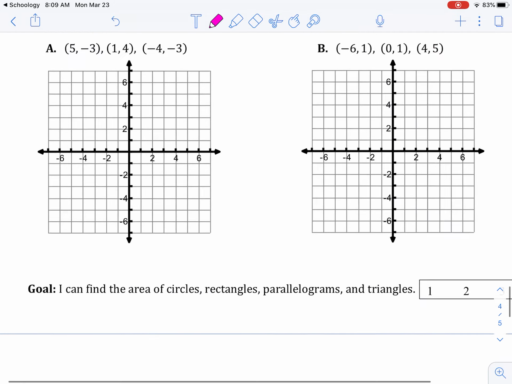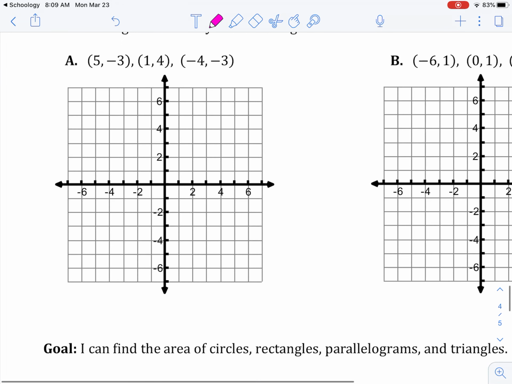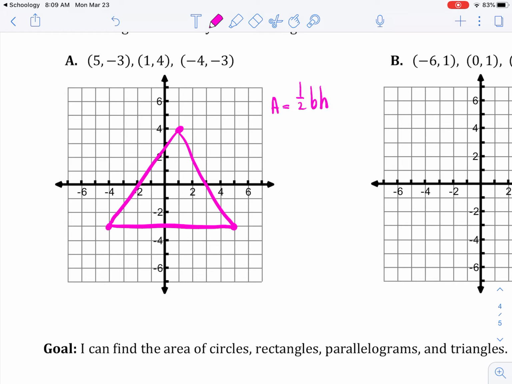All right, last 2 are on our graph paper here. So go ahead and pause the video and graph those points. Connect your 3 points. You can see that you do have a triangle. I'm going to write down my formula. Area equals 1/2 base times height. Area equals 1/2. Leave a space for base, leave a space for height.